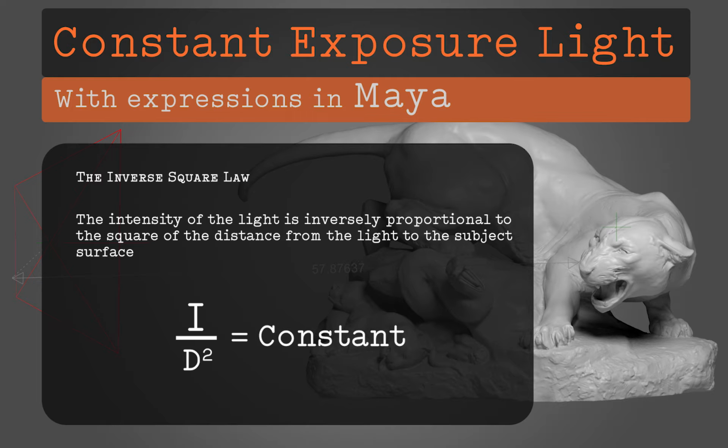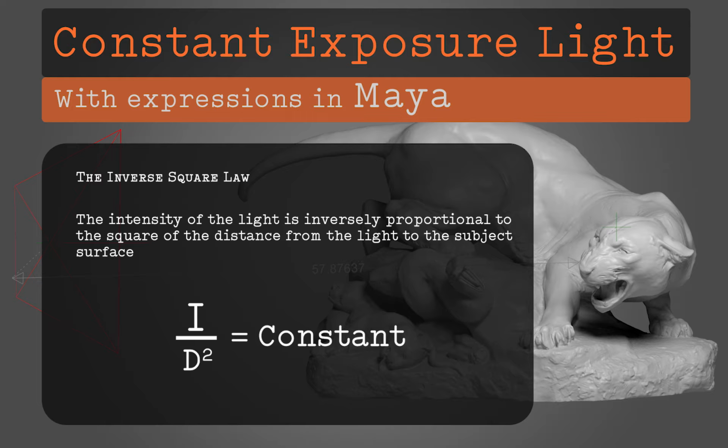And from this equation, we can also write another equation: I by d square is a constant. What that means is, if the light is moving away from the subject and we are also able to increase the light intensity proportionately, then we will always get a constant value when we divide the intensity by the square of the distance. Because both of them are increasing proportionally, the value we get will always be the same.